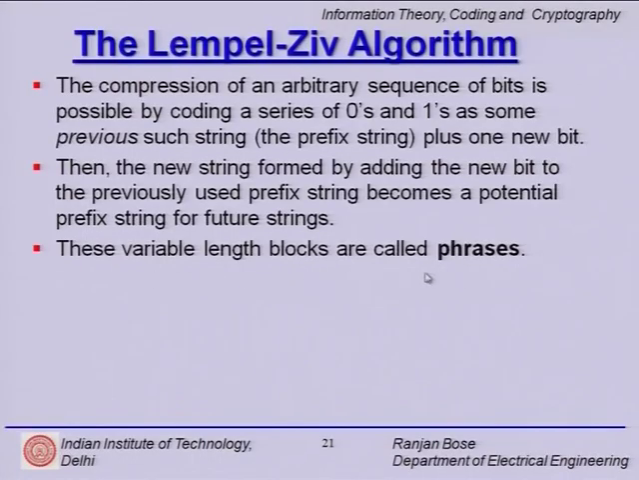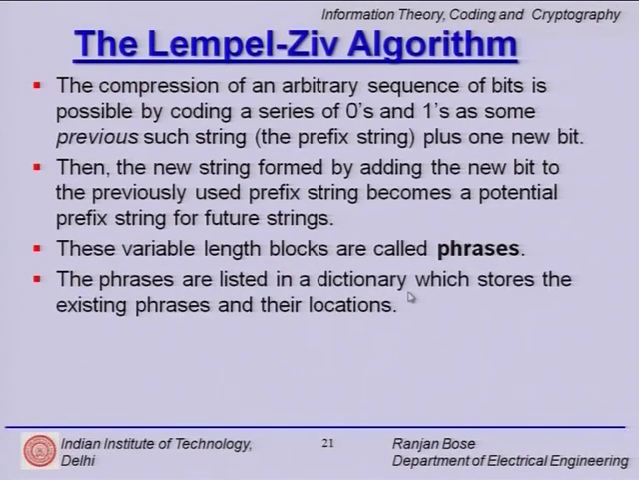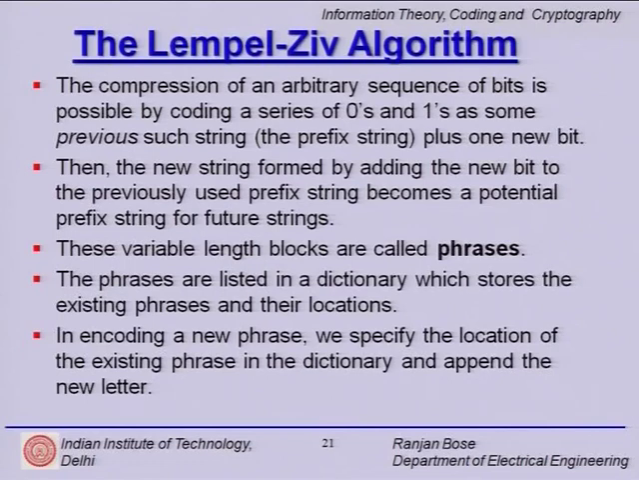These variable length blocks are called phrases, and phrases are listed in a dictionary which stores the existing phrases and their location. So all we have to say is location number so and so plus an innovation bit which makes it different. In encoding a new phrase, we specify the location of the existing phrase in the dictionary and append the new letter. We will look at an example.